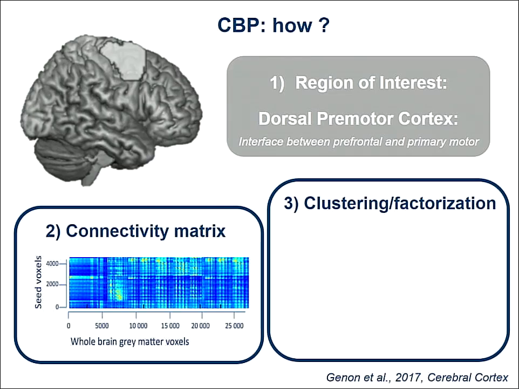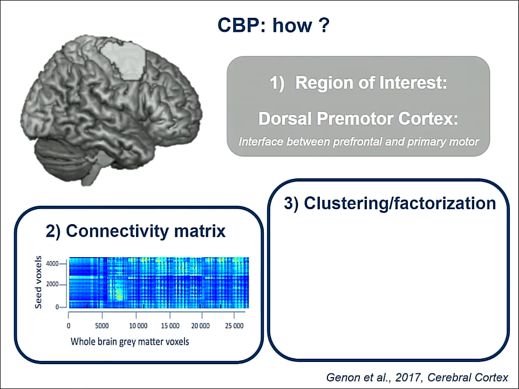And this gives us a connectivity matrix. For each seed voxel within our region of interest, we have a connectivity profile with all other voxels in the brain, or here, all the gray matter voxels in the brain. In other words, we have a connectivity fingerprint for each of our seed voxels in this connectivity matrix.